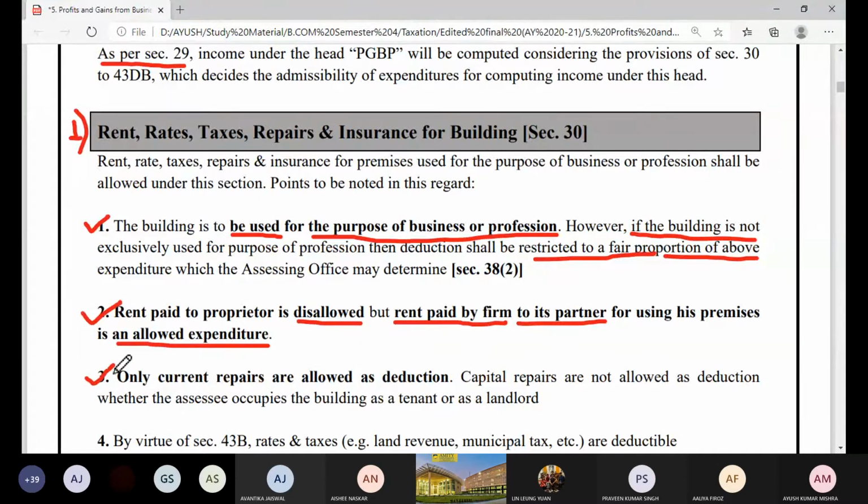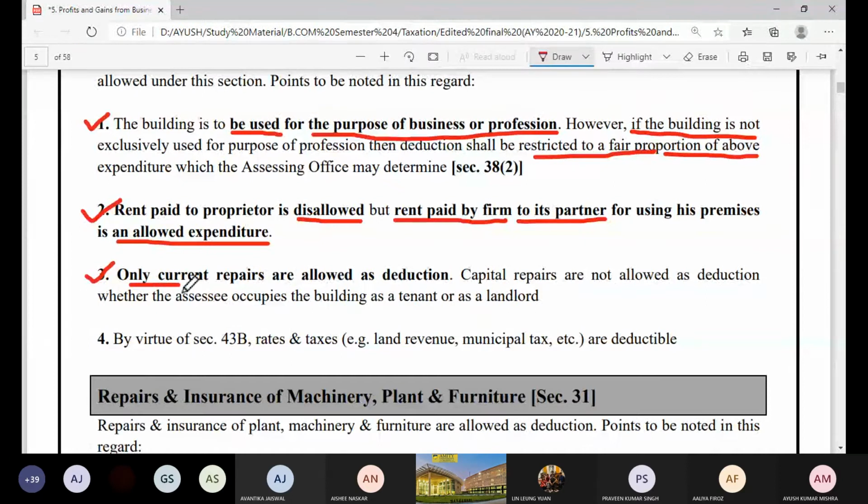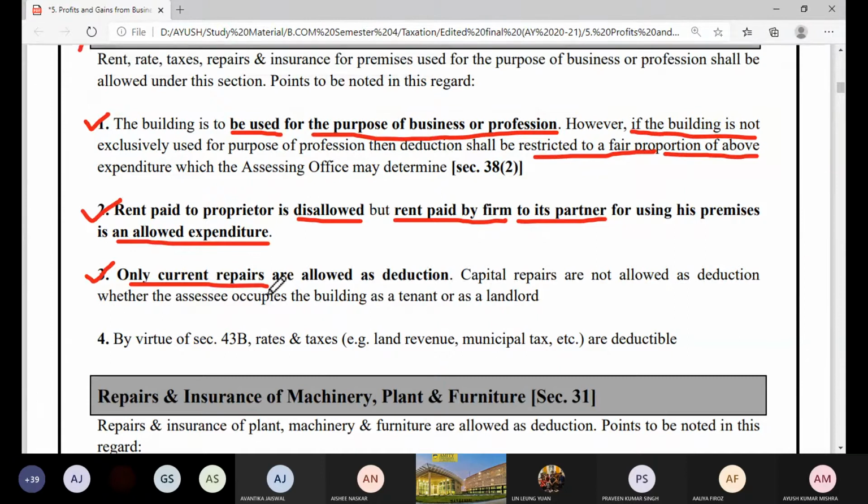Third point: only current repairs are allowed as deduction. That means the repairs that have been incurred in the current previous year, because we know that repairs are revenue expenditure and their benefits don't last for more than 1 year. We also know that the expenditure that we are deducting must have been incurred in this year only, because any expenditure incurred in the last year, but the benefit of which is carried to the current year, is actually capital in nature.